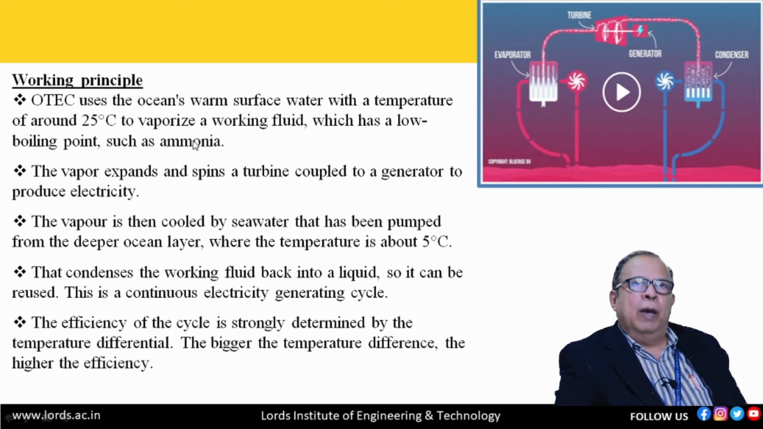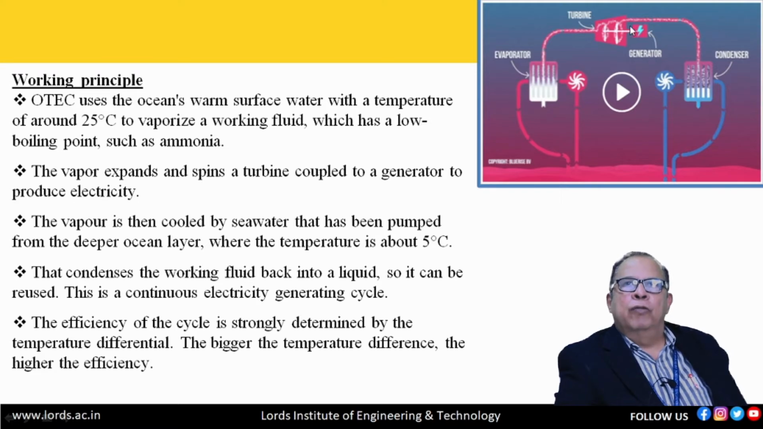What happens first? Because of the 25 degrees temperature of the surface water, this working fluid, ammonia, will be vaporized, and then this vapor expands and spins a turbine coupled to the generator, producing electricity. You can see here, this is an evaporator where we evaporate the ammonia or refrigerant, and then this vapor will move and rotate the turbine here.